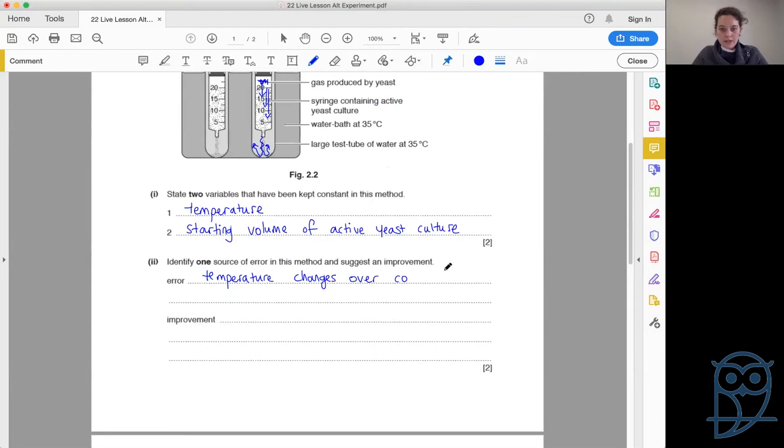Sorry, skipping letters, words. Over the course of the experiment.